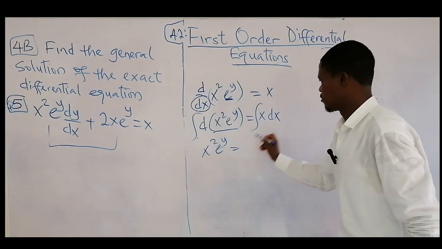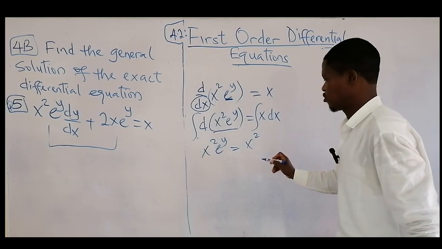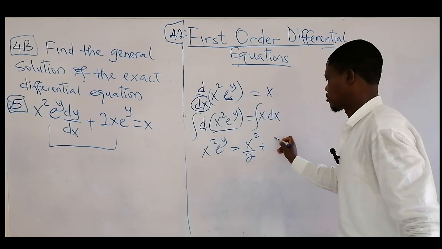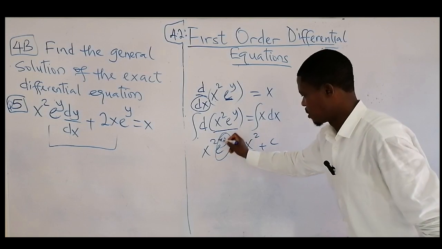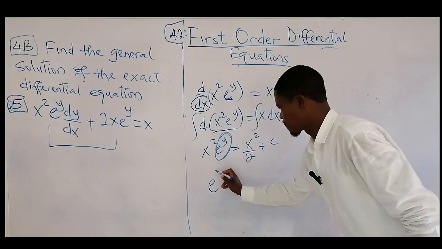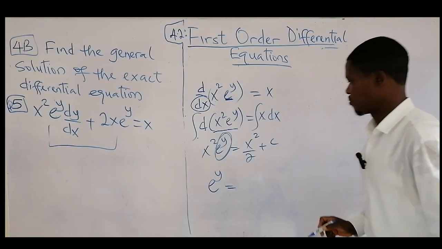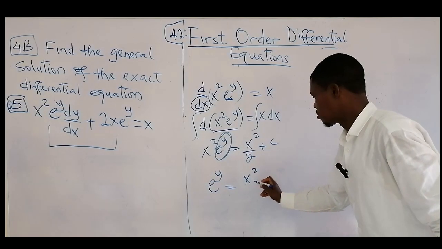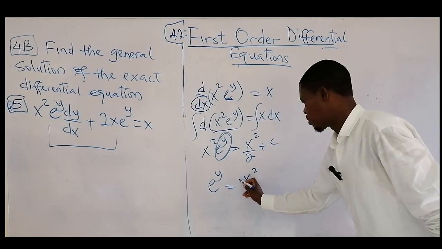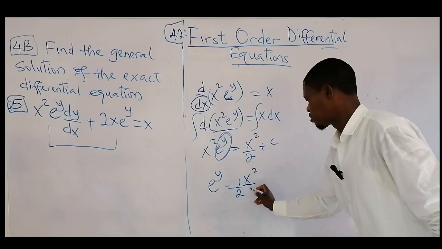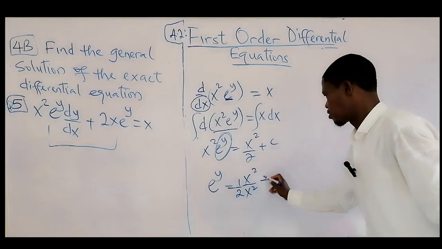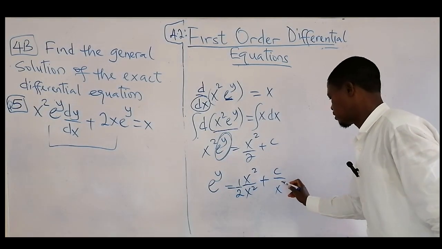Then you have the integral of this, which is x to the power g over g, plus c. Can we make this the subject of the formula? So we have this equal to x squared over 2, which is 1 over 2, divided by this, plus c over this.